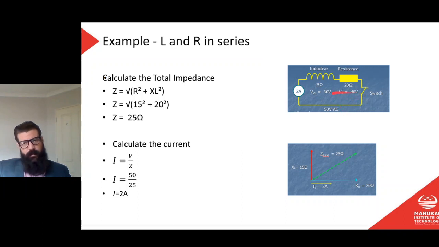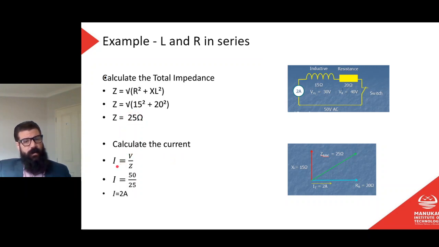So again, we can see here that Kirchhoff's law of adding the volt drops together does not apply anymore in these types of circuits, because 30 plus 40 certainly isn't 50. So if we calculate our total impedance, we go Z equals the square root of R squared plus XL squared. So that's our Pythagoras theorem, that's our triangle, which gives us 25 ohms total.